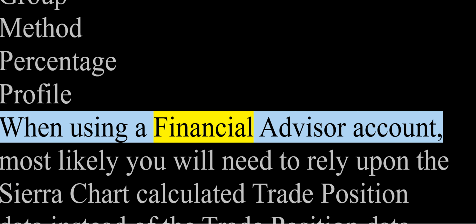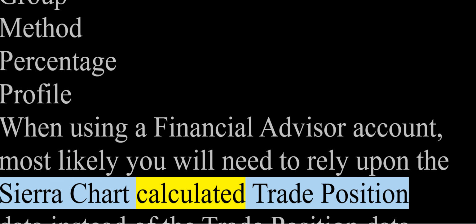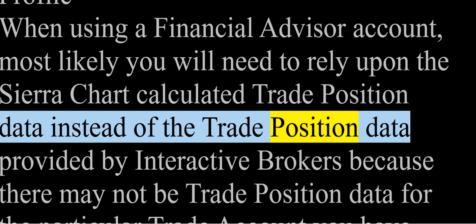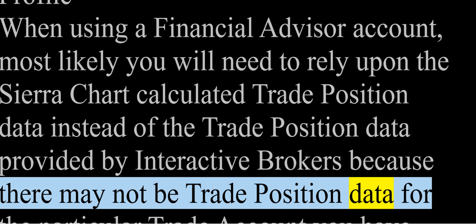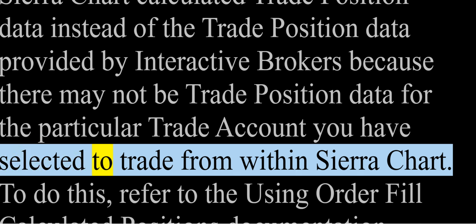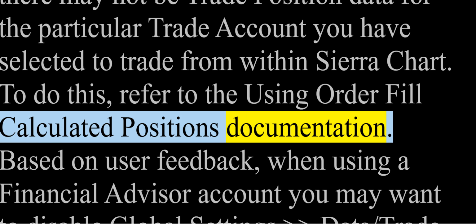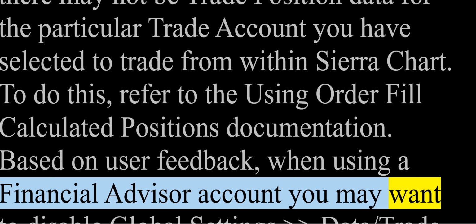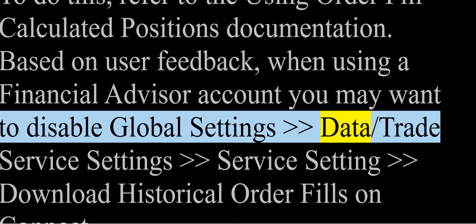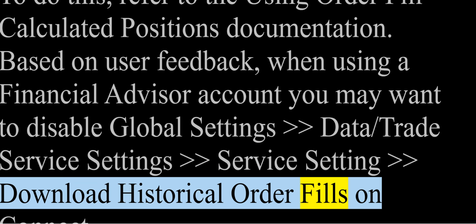When using a financial advisor account, most likely you will need to rely upon the Sierra Chart calculated trade position data instead of the trade position data provided by Interactive Brokers, because there may not be trade position data for the particular trade account you have selected to trade from within Sierra Chart. To do this, refer to the Using Order Fill Calculated Positions documentation. Based on user feedback, when using a financial advisor account, you may want to disable Global Settings, Data/Trade Service Settings, Service Setting, Download Historical Order Fills on Connect.